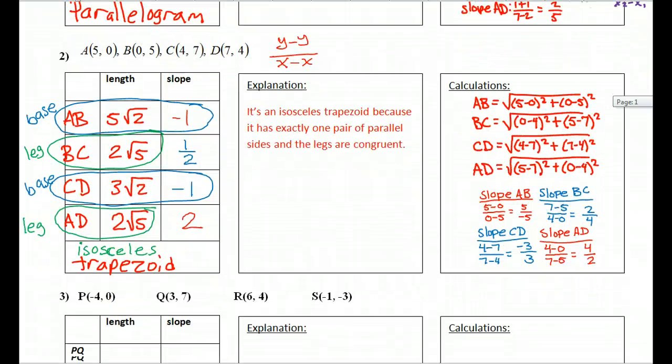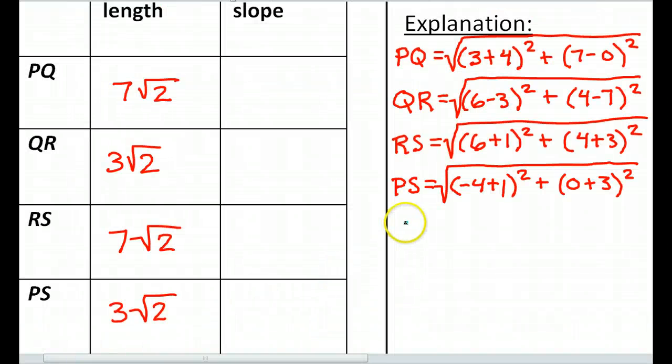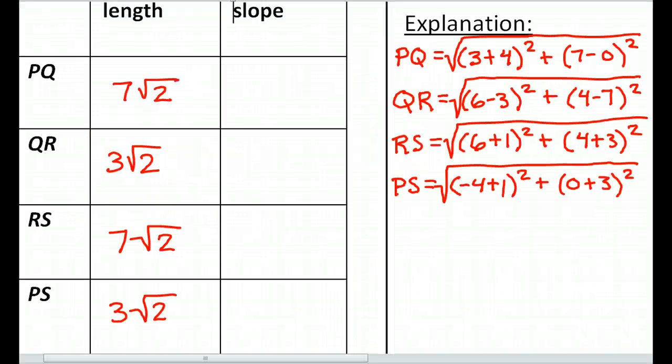Alright, last problem. Okay, so once again we need to calculate all of the lengths and all of the slopes using the distance formula and the slope formula. Okay, if you calculate all the lengths using the distance formula, these are the lengths that you get. Right there, you know, the first thing you're supposed to ask yourself is, is this a parallelogram, a trapezoid, or a kite? Well, you should be able to determine that in 2 seconds.